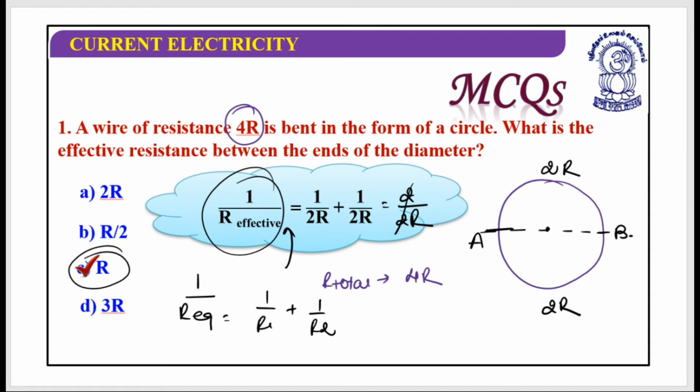What was your answer? Is it the same? Great. One more thing. When two resistances are equal, look at this, both resistors have a value of 2R only, then I can write R equivalent would be equal to R divided by N. This is 2R divided by 2. It's R. This is the faster approach. You must go with this. I hope this is clear.